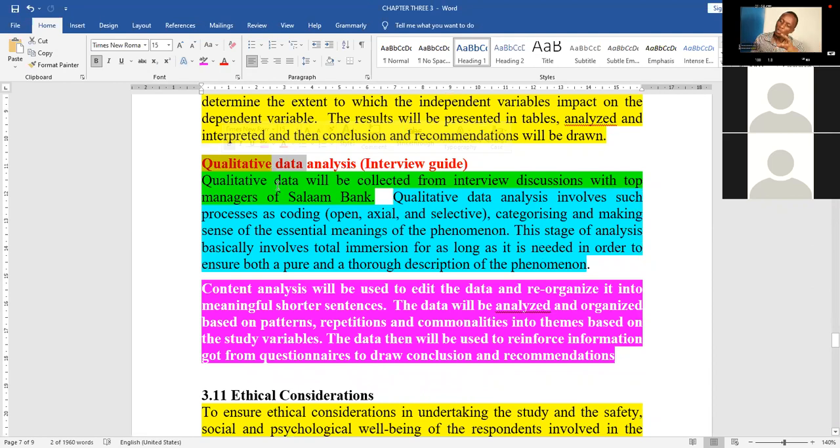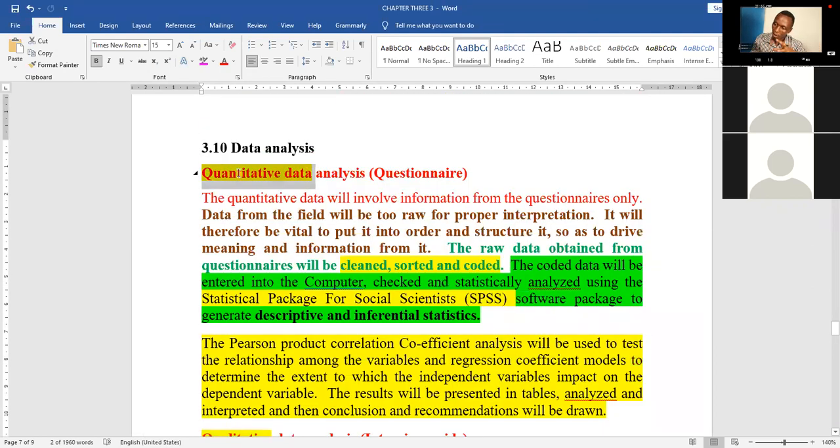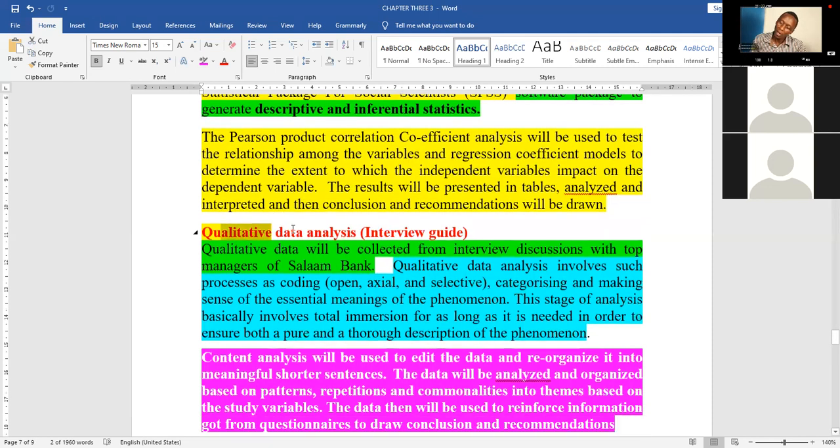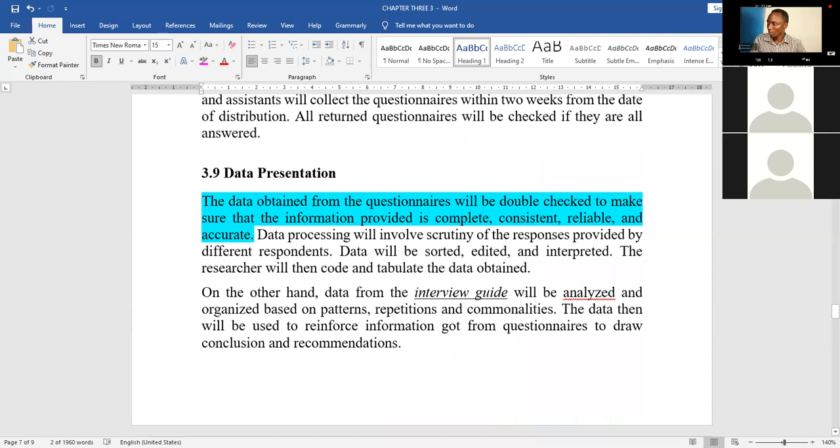You use quantitative when you have very many people to engage in your research. Let's say you have like 200 people, 300 people, then you're supposed to use quantitative, and that is questionnaire. If you have like 300 people, 400 people, then you're supposed to use quantitative. And for qualitative, you only use it if you have a small number. Let me just show you something here on our table.